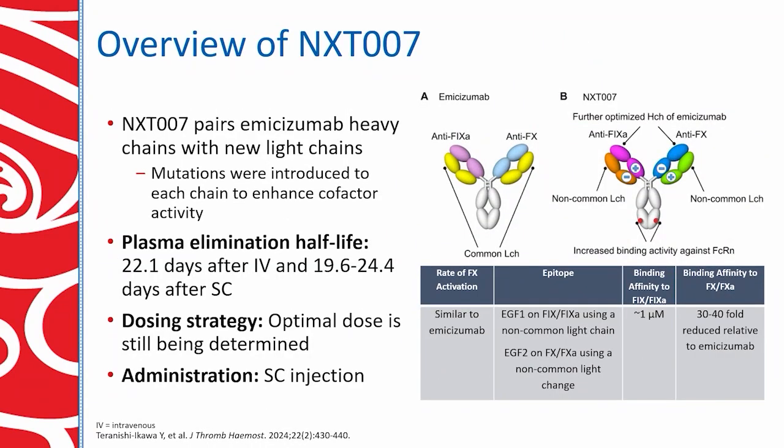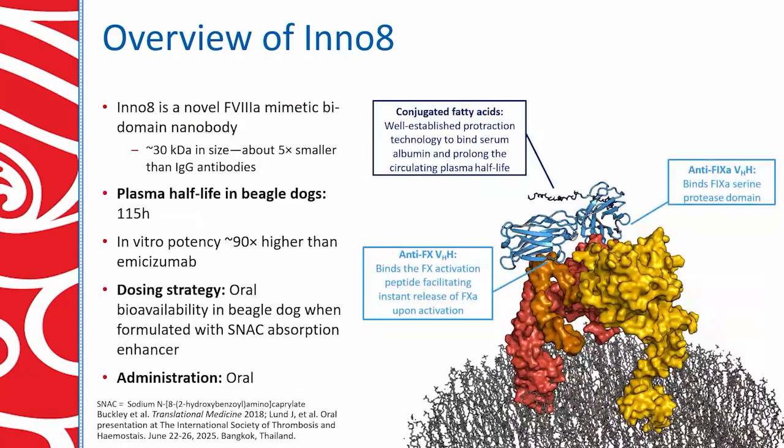Now coming to NXT007, here we also have a bispecific antibody, but structural changes have been made. Particularly, you can see this in the light chain of these molecules. Here, mutations were introduced to each chain to enhance the cofactor activity and to generate more thrombin. The dosing strategy has to be defined. The optimal dose is still being determined, and this product is also given subcutaneously.